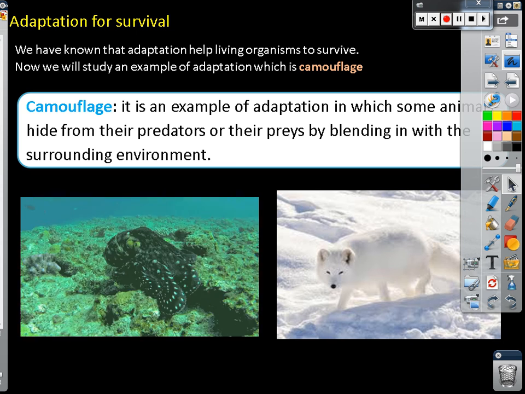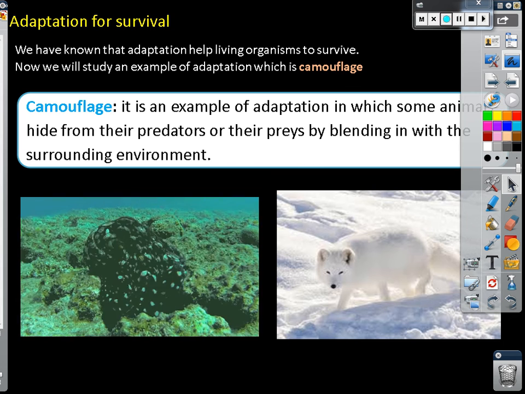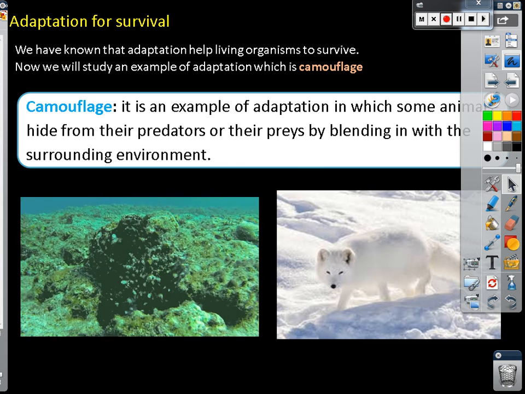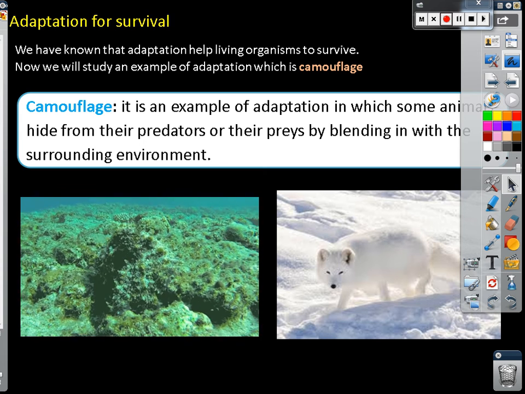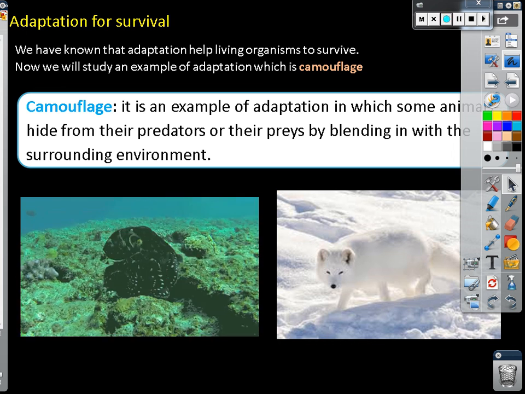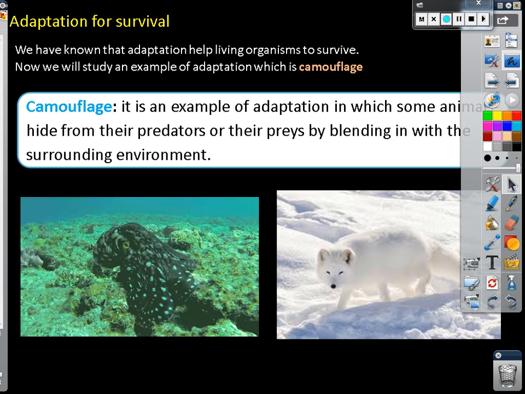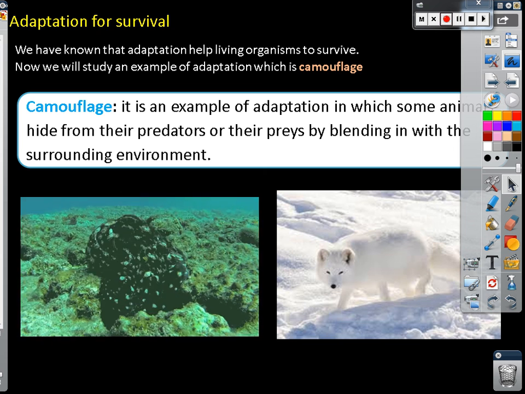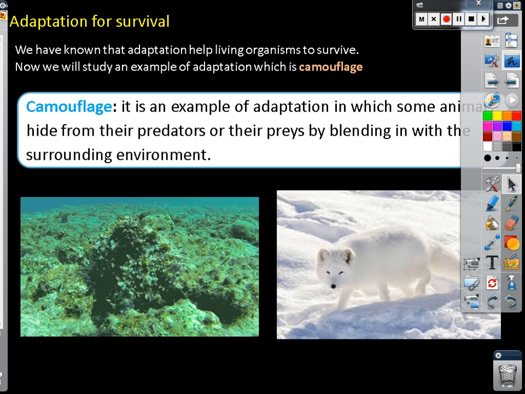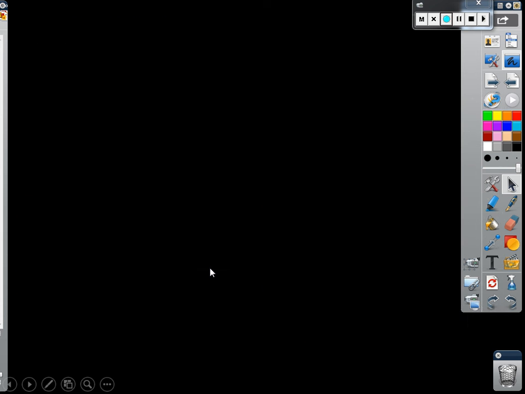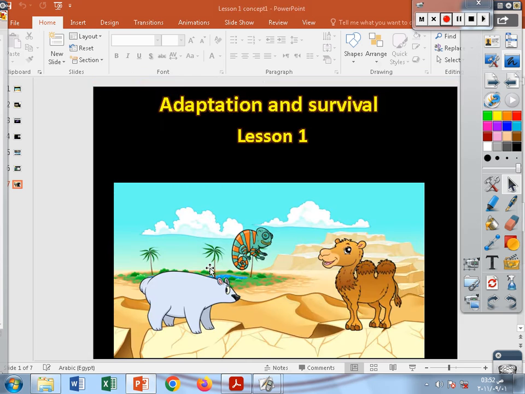That's called camouflage. And we know that there is a difference between predators and prey. If I have a fox and a rabbit, the fox is called the predator, and the rabbit is called prey. So this fox can protect itself from being prey, and it can help itself to be a predator, or hunt easily by hiding itself inside the ice. And I have some examples for you.